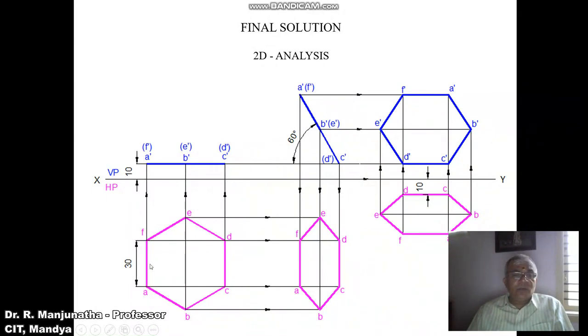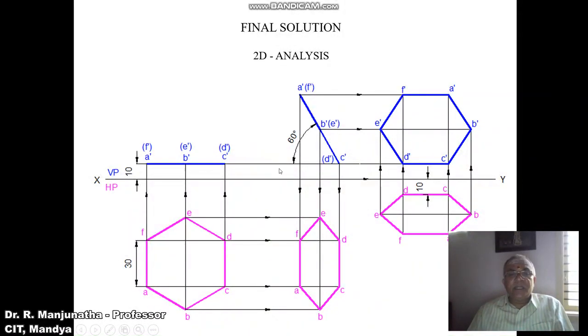Then you draw a vertical projector from A and F to the 10 mm line drawn above the XY line, and similarly from B and E to that line, and also from C and D to that line 10 mm above the XY line. As we see from the front view, ABC is near to the observer, so A dash, B dash, C dash is visible. D, E, F is away from the observer, so D dash, E dash, and F dash is in bracket. And join A dash to C dash with a dark line.